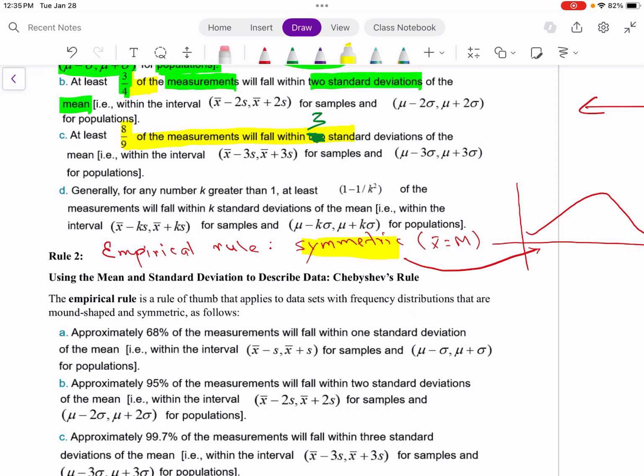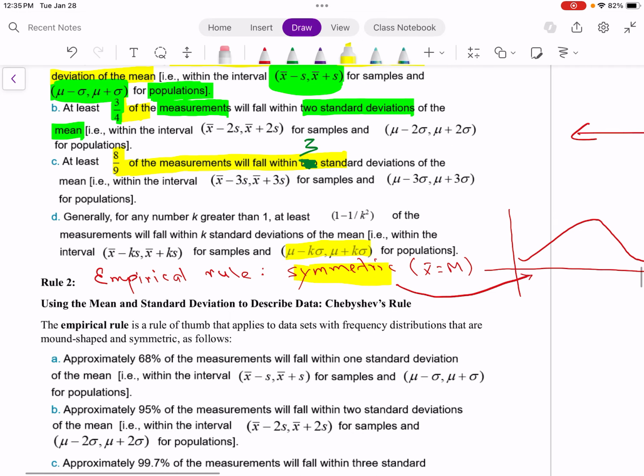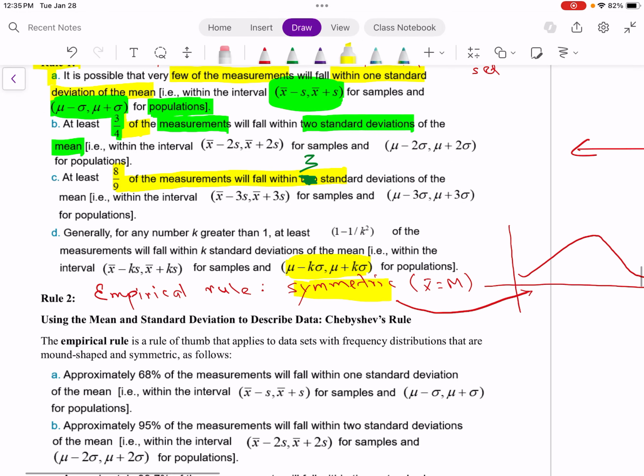And this is how we write it in general. So this is the general way to represent this rule. Now, you don't need to memorize this rule. It will be given to you on your formula sheet.